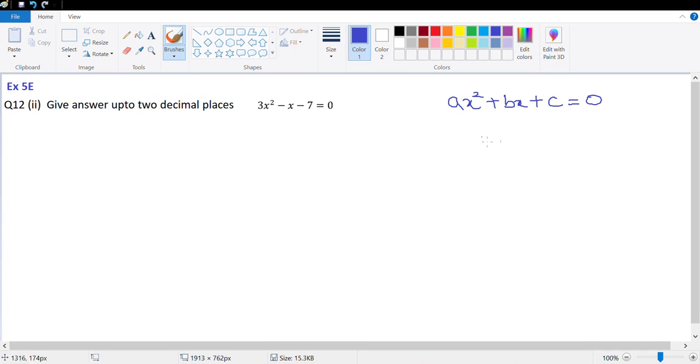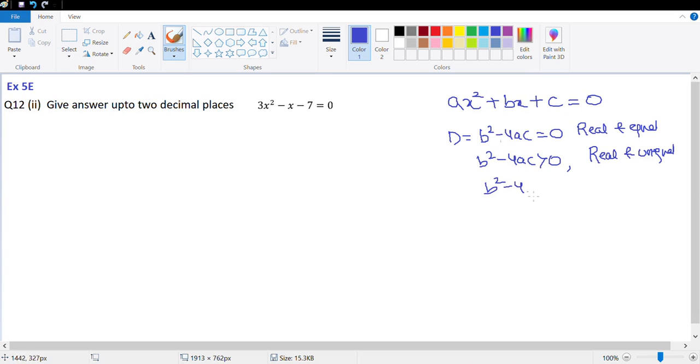Next we talk about three kinds of root. So if D, which is the discriminant, b squared minus 4ac, is equal to 0, then we have roots which are real and equal. If b squared minus 4ac is more than 0, then we have roots which are real and unequal. And if b squared minus 4ac is less than 0, then we have imaginary roots, which means no real roots.